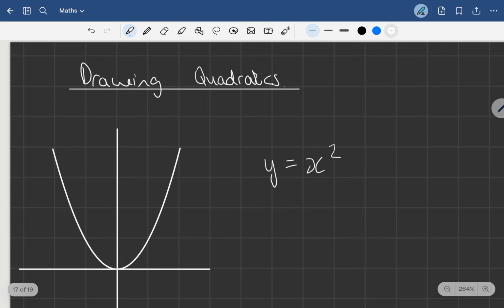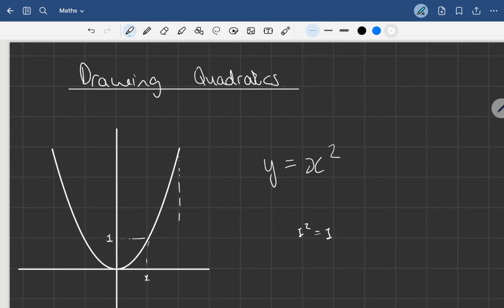And if I can plot a few points on, this is 1, because 1 squared is just 1. So when x is 1, y is 1. I'll also plot this point. So x is 2 and y is 4, because 2 squared is equal to 4. So when x is 2, y is 4. Okay? So this is the standard y is equal to x squared curve.